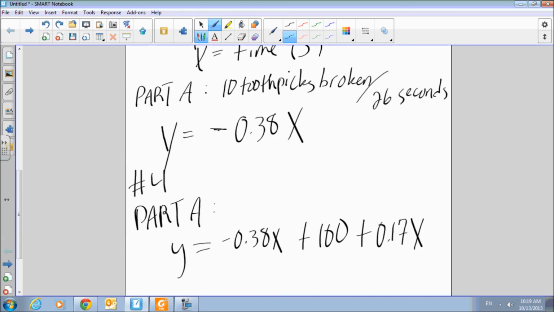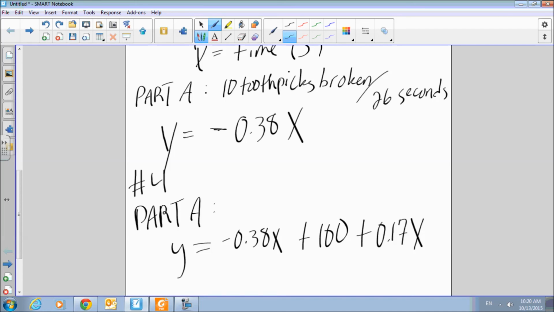And then to solve for how much time does it take to get 0 toothpicks, how would we do that using this equation? What variable represents the number of toothpicks? Y. So you plug 0 in for y, solve for x, and that's your answer. You can combine like terms, right? We now do that, and then just solve for x.